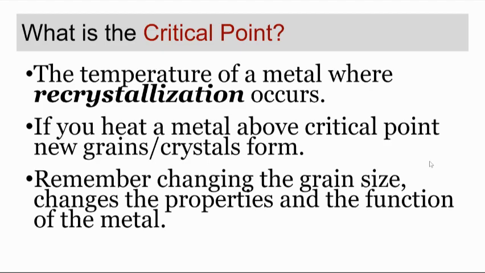As we start to explore this new material, we need to cover a couple of new vocabulary words. The critical point is the temperature of a metal where recrystallization occurs. In other words, this is where the metal becomes liquid and melts enough to where you'll get new crystal formation and growth. If you heat a metal above the critical point, new grains or crystals form. So remember, if we're changing the grain size, we can change the properties and function of a metal, and we're going to do that by recrystallization.